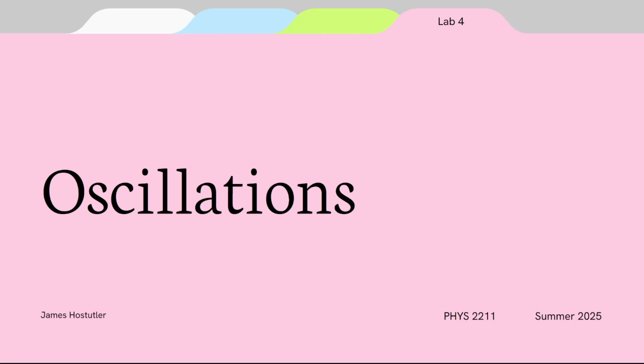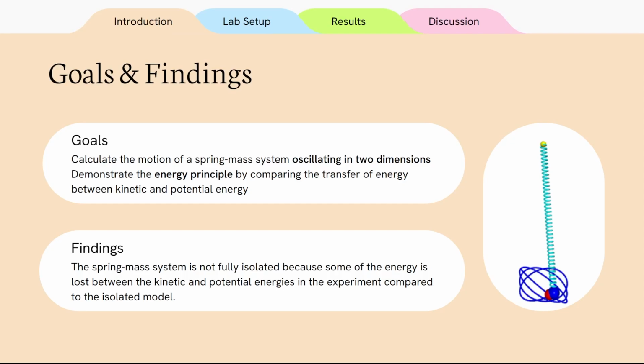Welcome to Physics 2211, Lab 4, Oscillations. The goals for this lab include calculating the motion of a spring mass system oscillating in two dimensions, as well as demonstrating the energy principle by comparing the transfer of energy between kinetic and potential energy. I found that the spring mass system is not fully isolated because some of the energy is lost between the kinetic and potential energies in the experiment compared to the isolated model.